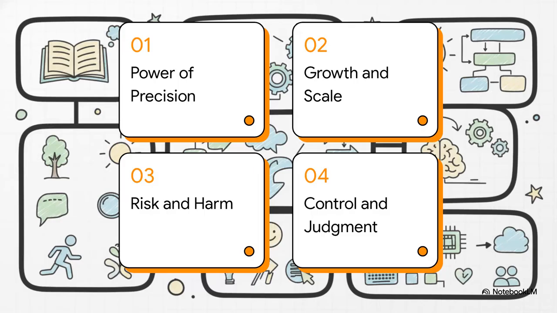So here is our roadmap for this explainer. First, the power of precision. Second, words of growth and scale. Third, words of risk and harm. And finally, words of control and judgment. Seeing them in these three specific conceptual buckets is really going to make this dense list super digestible.